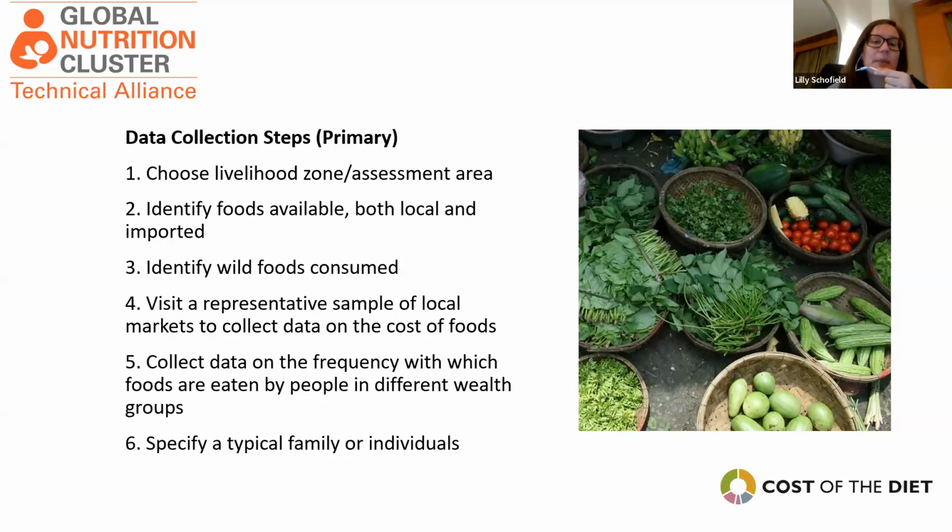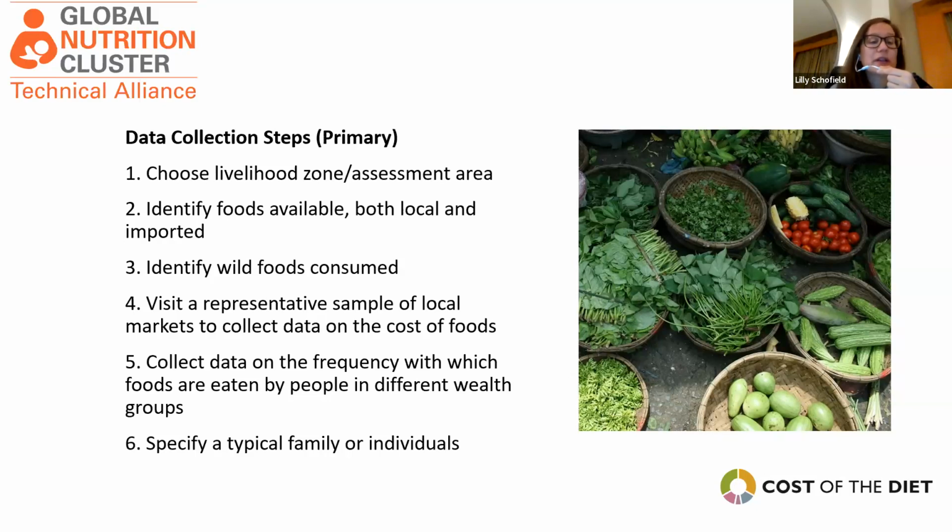So there's a couple of different ways to generate the data that you need for cost of the diet. I'm going to go through the key steps here and what would be a primary data collection scenario. You can use also secondary data if you have that available. But in this case, I'm going to focus on the primary. So the first is defining your assessment area. Typically, we do cost of the diets at a sub-national level. So at a livelihood zone or a district level, basically trying to look at an area where the market access is going to be relatively homogeneous across the area.